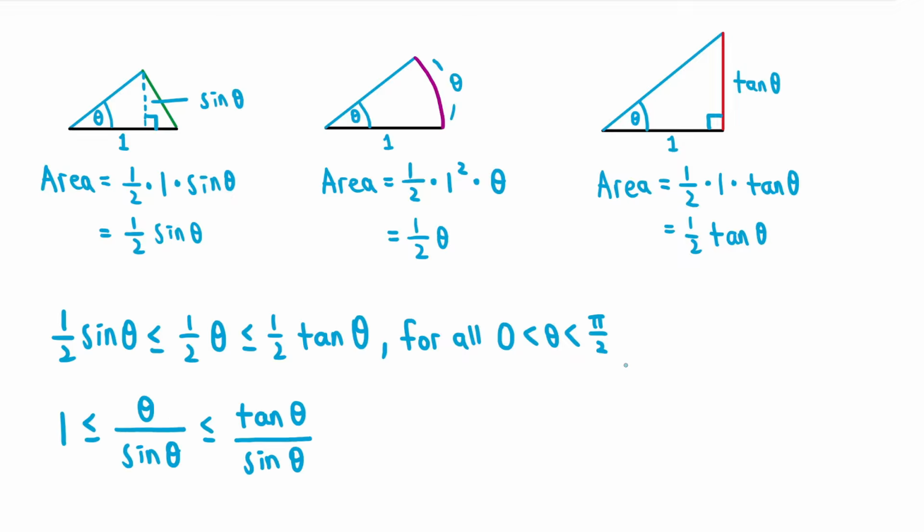If we divide all sides of the inequality by 1/2 sine of theta, we end up with the inequality 1 less than or equal to theta over sine of theta less than or equal to tangent of theta over sine of theta. We didn't need to change the direction of the inequality, because this inequality is only for theta values in between 0 and pi over 2 non-inclusive, and sine of theta is always positive for these theta values. This means we're dividing by a positive value, so we don't need to change the direction, which we would only need to do if we're dividing by a negative value. We can also be sure that we're not dividing by 0, because sine of theta is always non-zero in the specified domain.